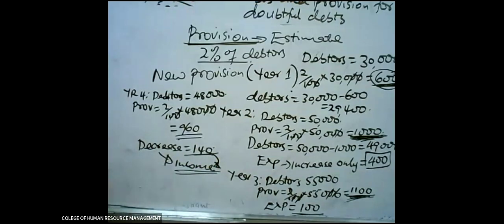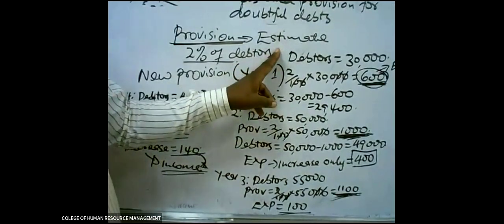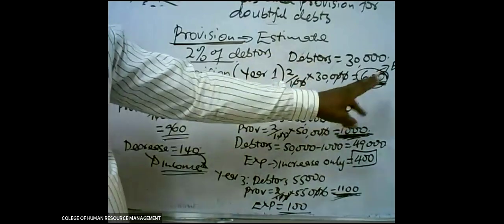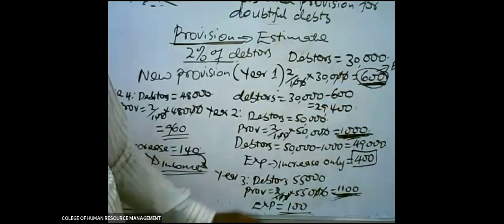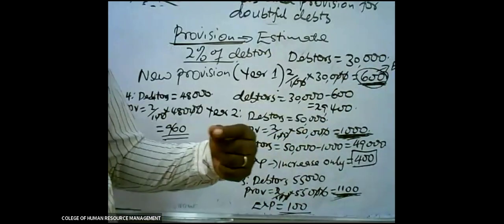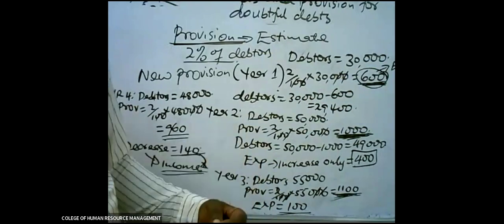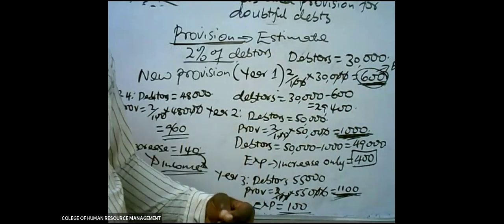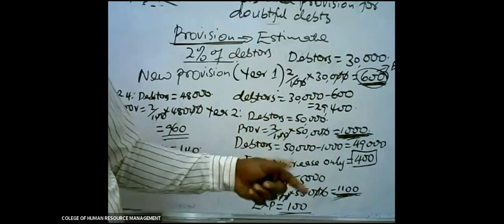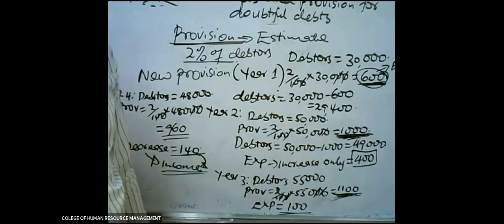So let me repeat now from the start. When it is at the first provision, the whole provided amount, take it as an expense. The debtors you deduct that amount. But in the subsequent years, what you treat as an expense or income will be the increase or decrease. If it is an increase, an expense. If it is a decrease, you treat it as an income.